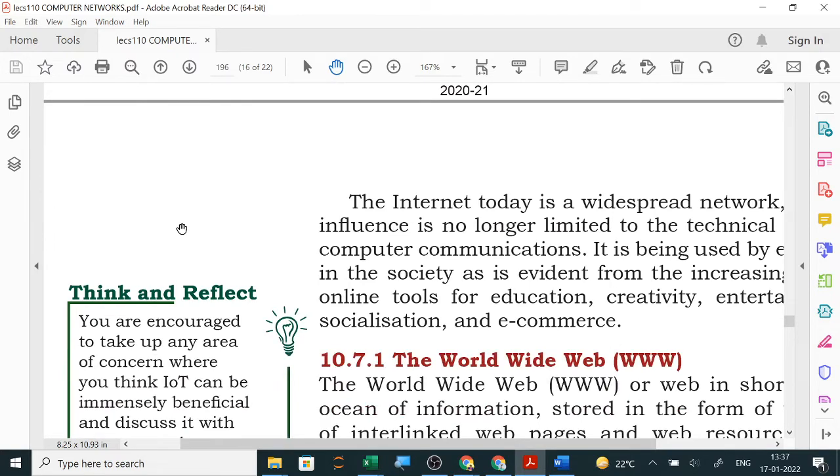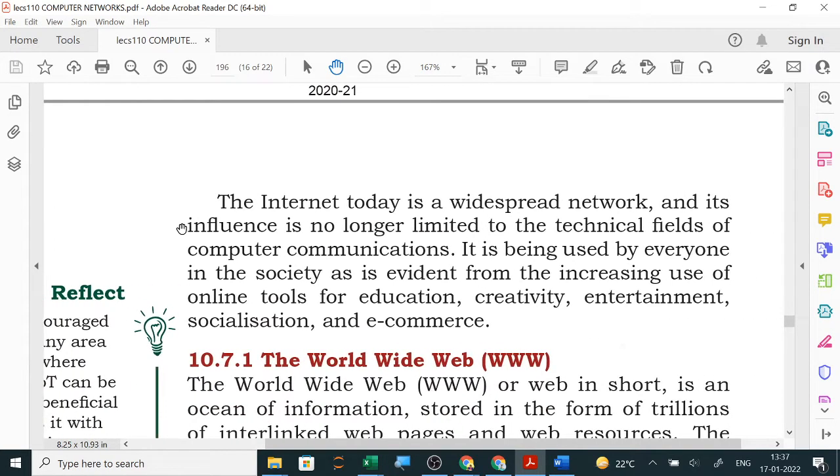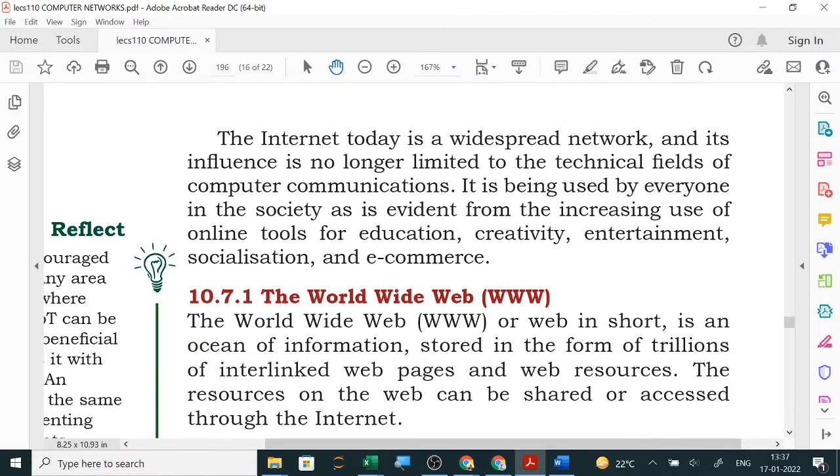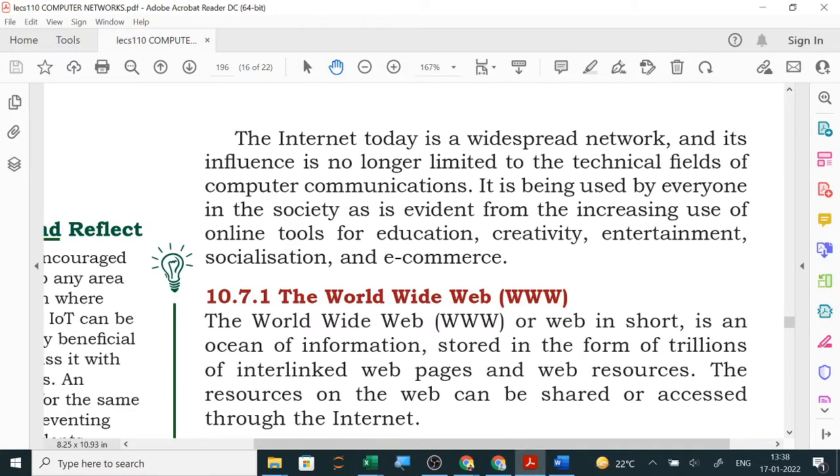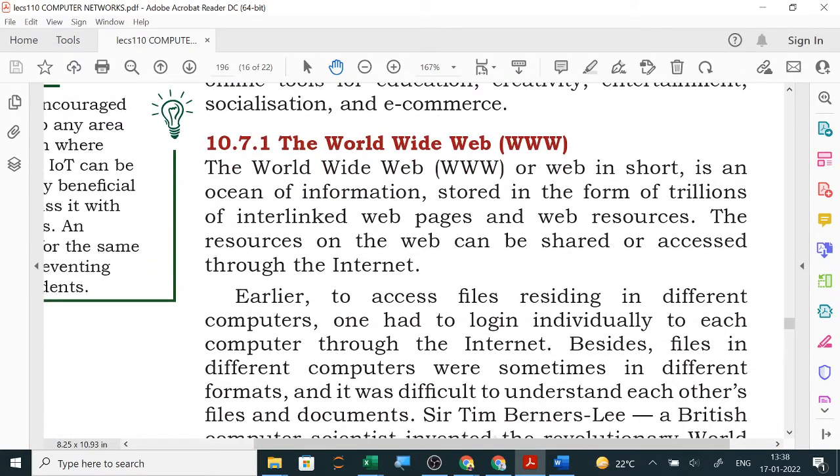The internet today is a widespread network and its influence is no longer limited to the technical fields of computer communications. It is being used by everyone in society, as is evident from the increasing use of online tools for education, creativity, entertainment, socialization, and e-commerce. So this was your internet and IoT. Now next we will start with WWW.